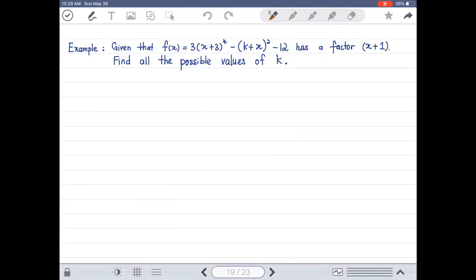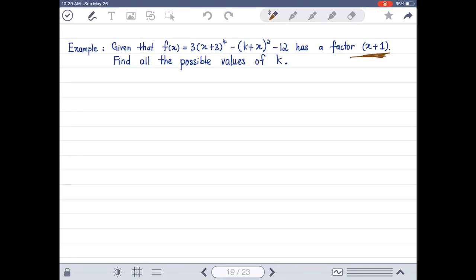Let us do one more example. Given that f(x) equals (3x plus 3) to the power of 4 minus (k plus x squared) minus 12 has a factor of x plus 1. Factor of x plus 1 means that the remainder when x equals negative 1 should equal 0. Find all the possible values of k.